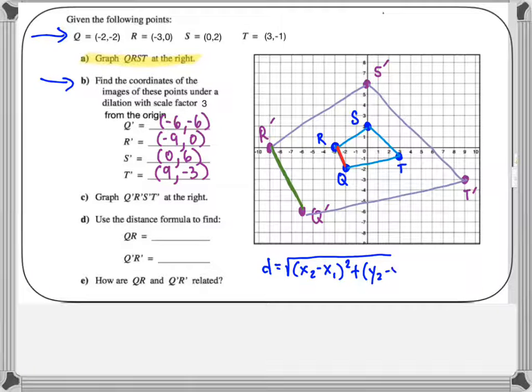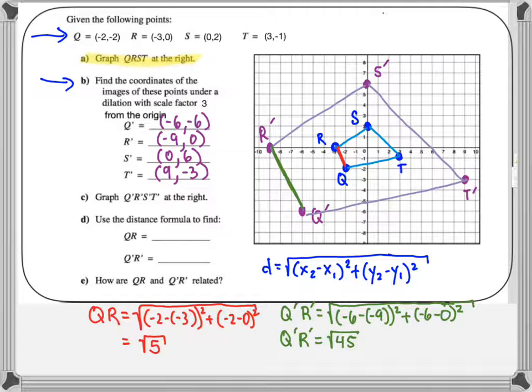Oops. Darn it, I'm having a hard time writing that. And see what the distances are for those particular values. So let me go ahead and start to knock those out. Okay, and I forgot to write the QR here, but anyhow, if we look at these two using the distance formula, for QR I got √5, and for Q prime R prime I got the square root of 45.